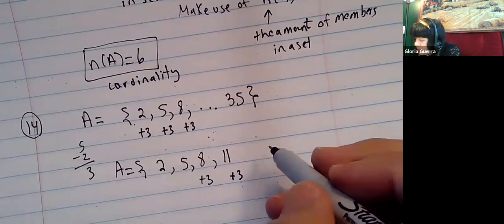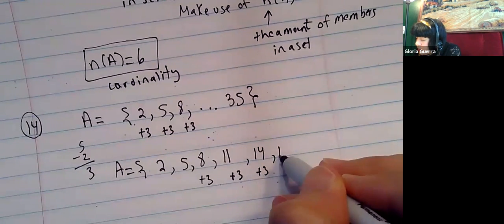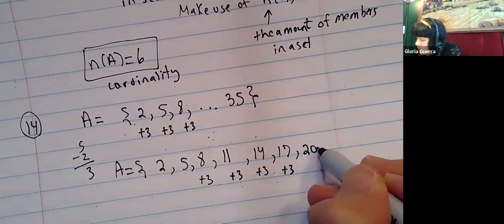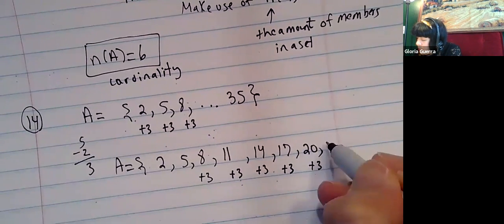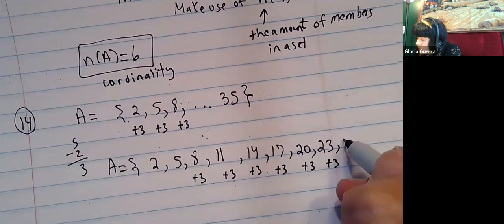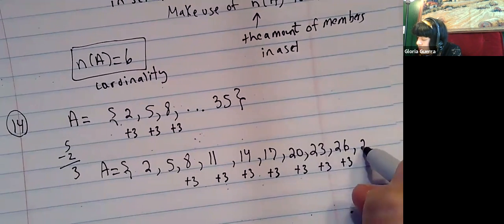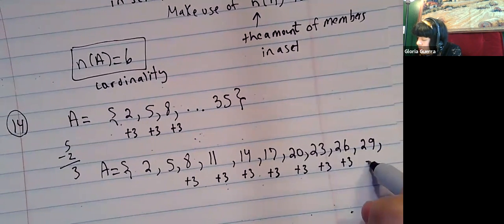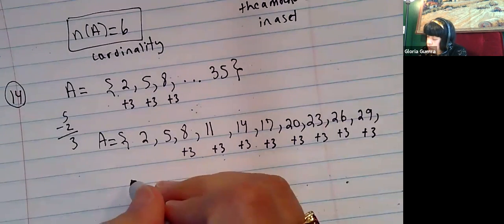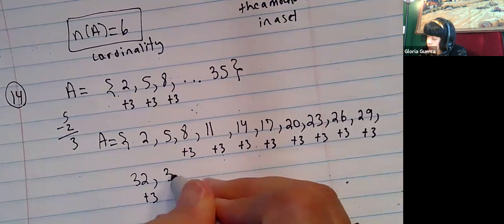11 plus 3 is 14. 14 plus 3 is 17. 17 plus 3 is 20. 20 plus 3 is 23. 23 plus 3 is 26. 26 plus 3 is 29. 29 plus 3 is 32. 32 plus 3 is 35.